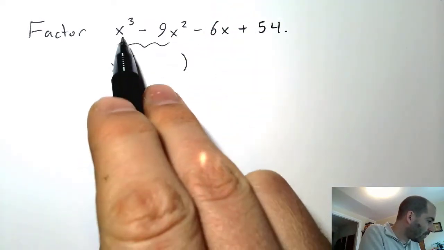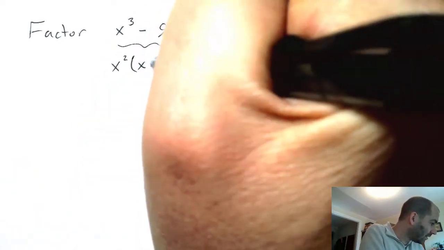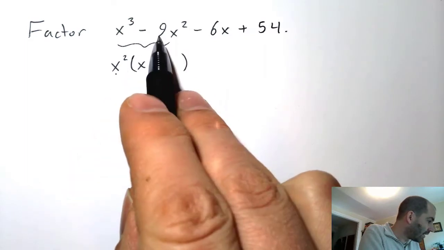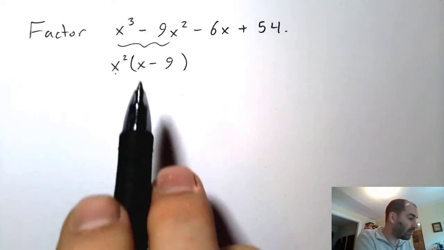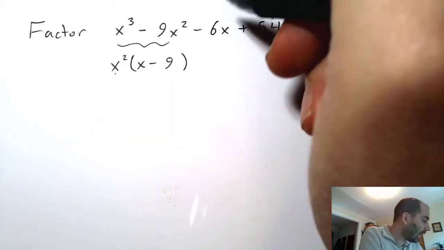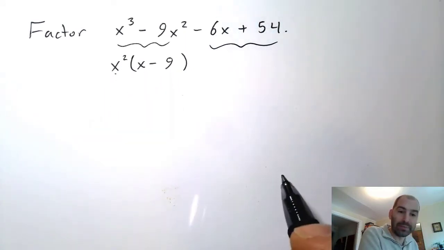So I'm going to factor that out. What do I multiply x squared by to get x cubed? Well, x. What do I multiply x squared by to get the 9x squared? Well, 9. So this is the factored form of that first group. Now let's factor the second group.